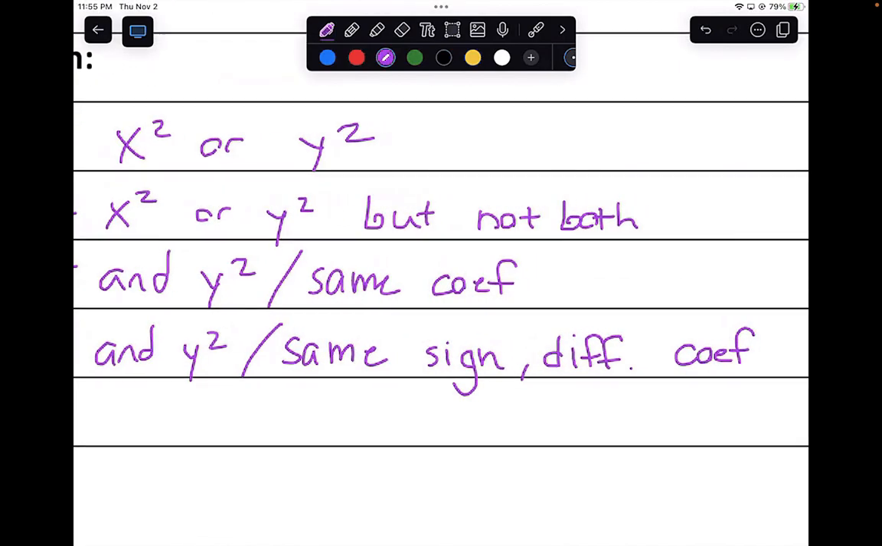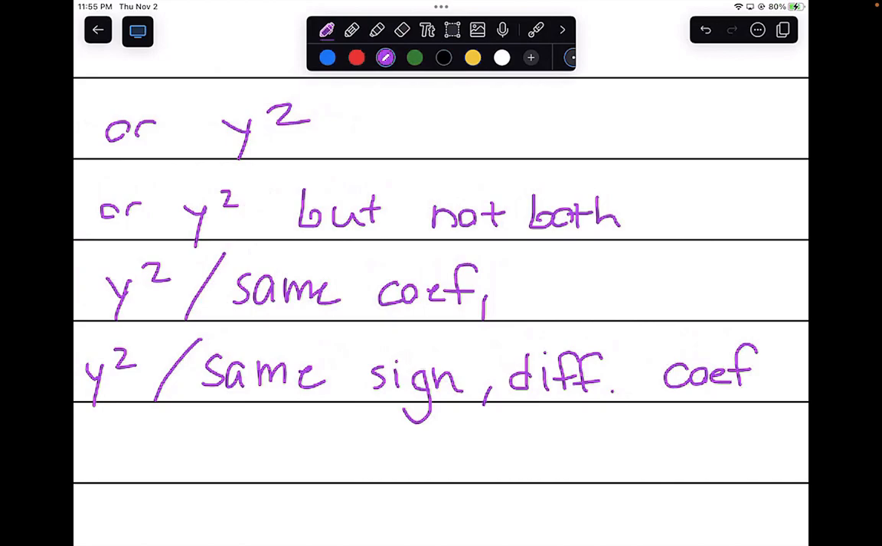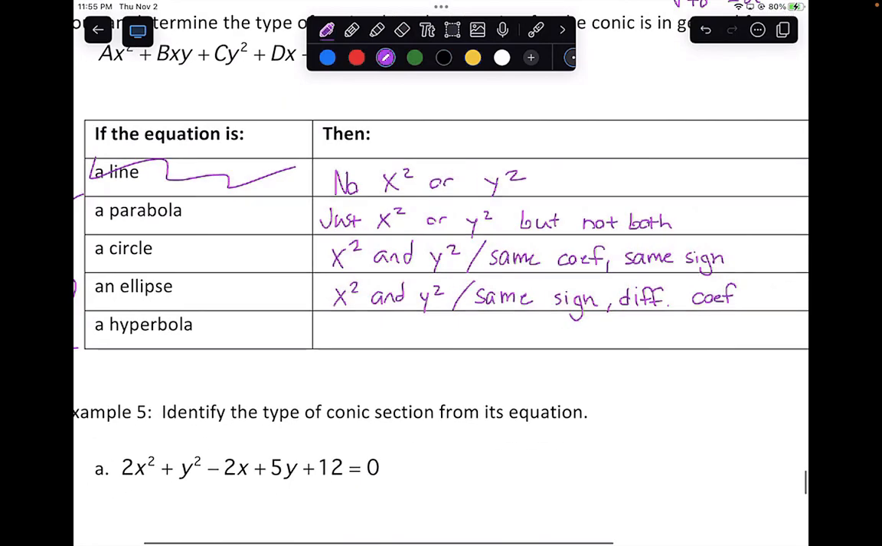And actually, go ahead and add that into the circle here. It's kind of implied if they're the same coefficient. If they're both like 3 and 3, then that would be a circle. If it was like 3 and -3, technically not. They would need the same sign. I think that's implied there, but you can add it in if you want.